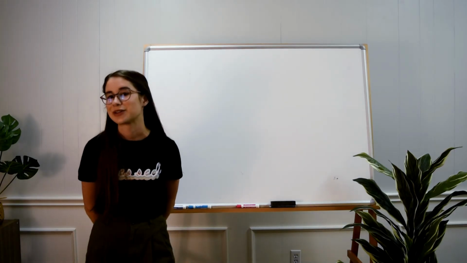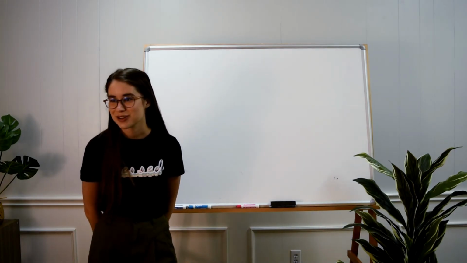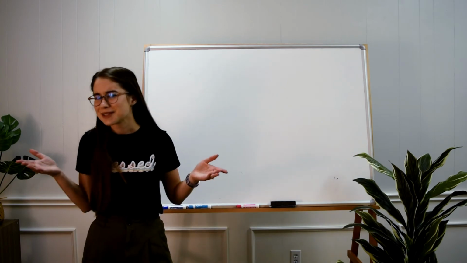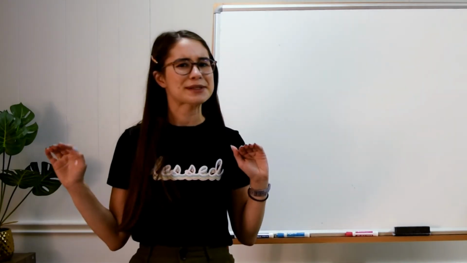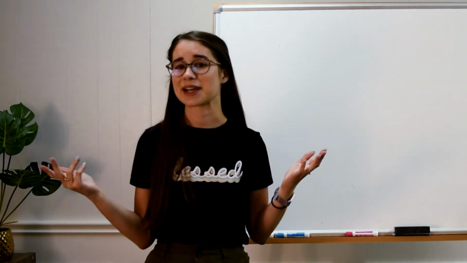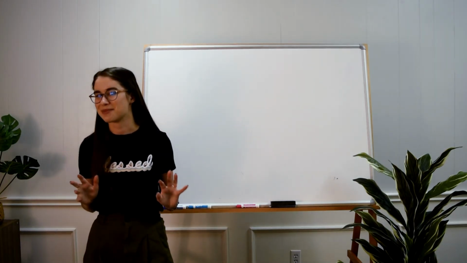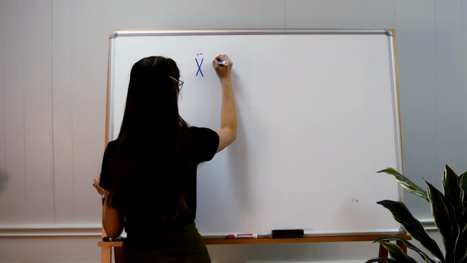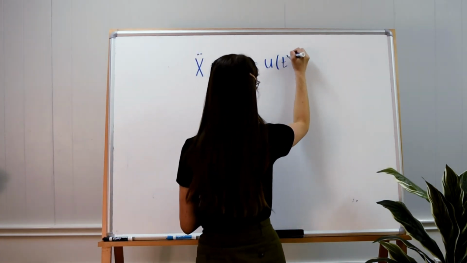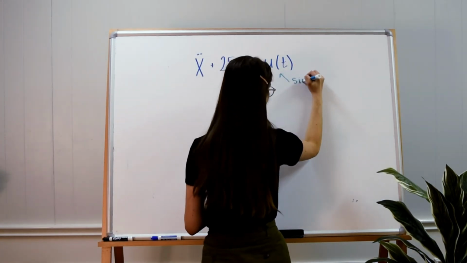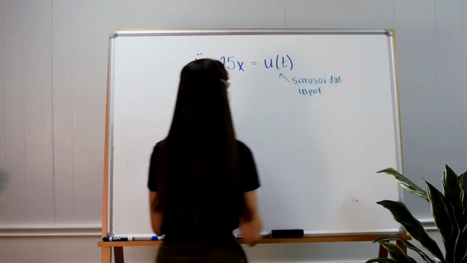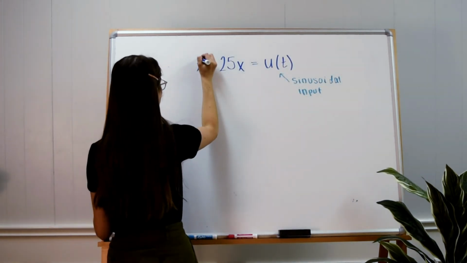Now, because I love transfer functions so much, let's raise the stakes a little. Try something a little bit spicier, second order perhaps? Just a quick little example before we wrap everything up. So let's say we were given the system x double dot plus 25x equals u of t, where u of t is a sinusoidal input.